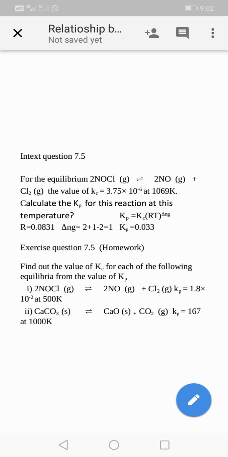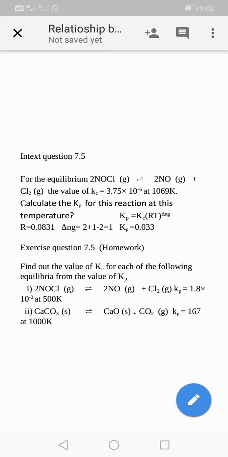Then exercise questions. Question number 7.5. In this one, they are asking the value of Kc, but the value of Kp is given. It is the same thing itself. Just rearrange the equation. The important point is that you have to calculate the delta Ng value. If no gases are present, you will have to take delta Ng equal to 0.